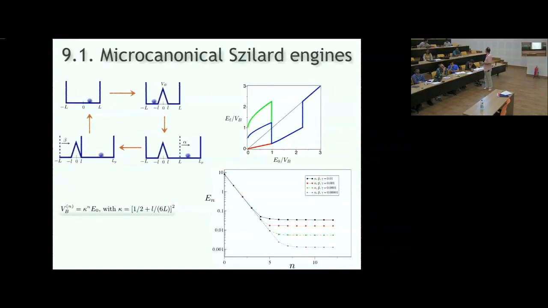Okay? Sorry, at which stage do you extract work again? Here. And it's just extracting the thermal energy of the particle. Well, thermal is kinetic energy, because this is kinetic energy. And this is one shot, one run, one cycle, two cycles, three cycles.